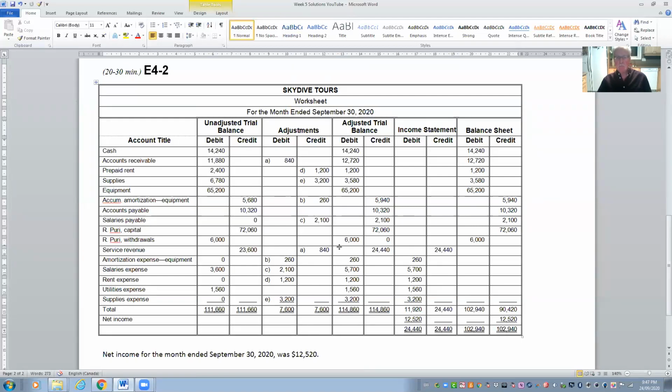Okay. Now what we're going to simply do is take the extensions of the amounts in these first 4 columns. So to prepare this adjusted trial balance, we would look at our cash, and under our cash line, we start off with a debit balance of $14,240. We come across, there's nothing happening here in adjustments, so that number just moves over into this debit column for the unadjusted trial balance. There was no change to it.